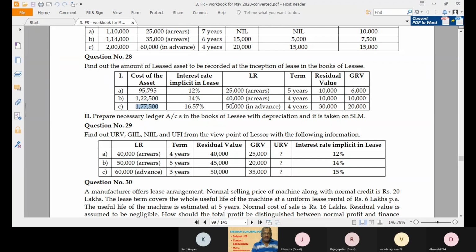So what do you mean by advance? The lease rental is payable at the beginning of the year. 4 years would mean the payments will start from year 0 onwards and it will end by year 3. So year number 0, 1, 2, 3, 4 payments will be taken up that way. Of course, guaranteed residual value will come only at the end of the term.